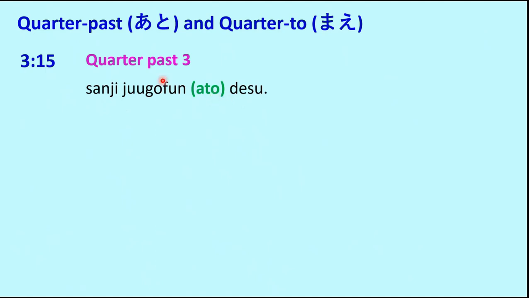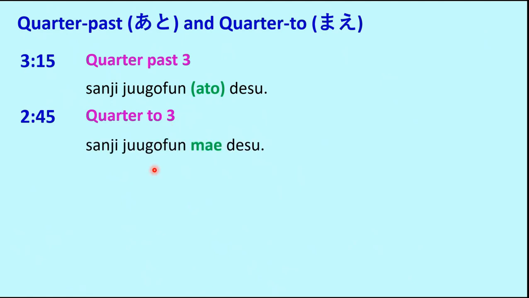So ato represents quarter past. Sanji jugo-hun ato desu is quarter past 3. And 2:45 is quarter to 3. This may also be expressed in terms of Sanji jugo-hun. So it is Sanji jugo-hun mae desu. Mae means quarter to, that is 15 minutes to 3, that is 2:45.